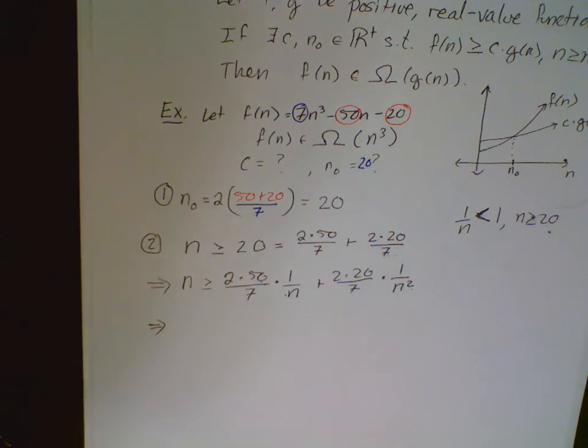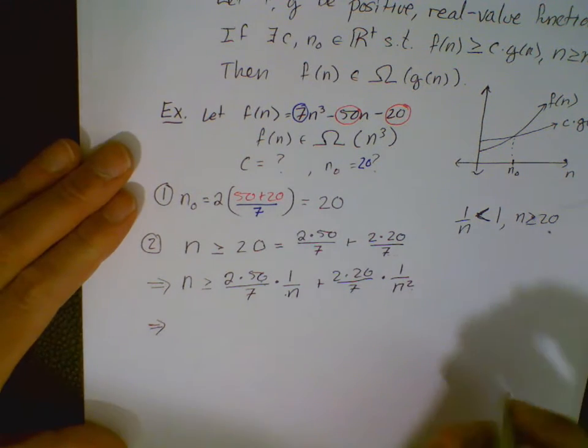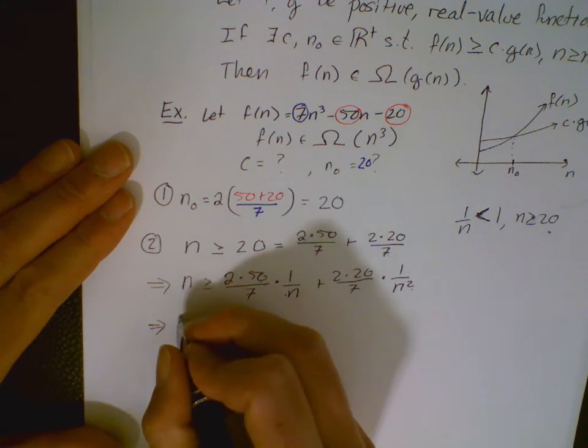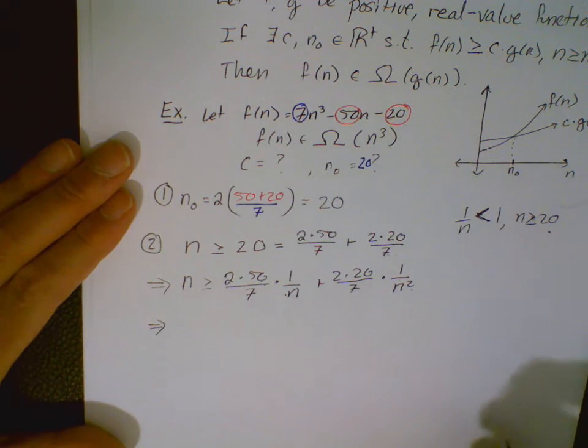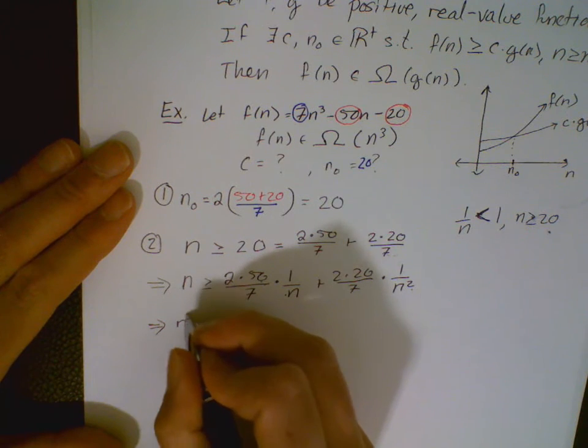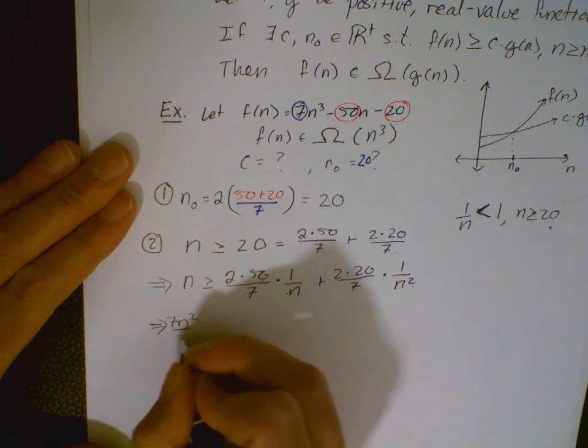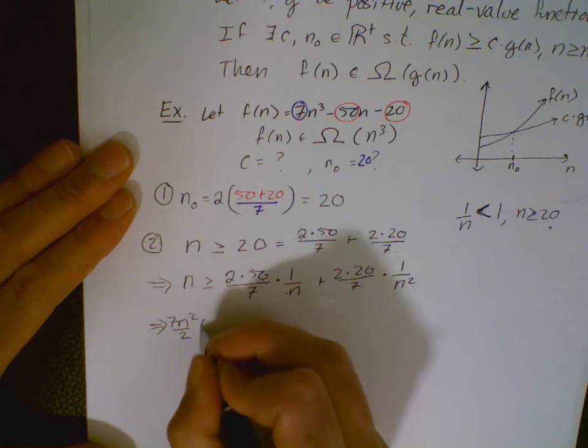Now let's go on to the next step. We can now maintain this inequality by multiplying both sides by a positive value. I'm going to choose it in a very particular way. I'm going to multiply both sides by n squared times 7 divided by 2.